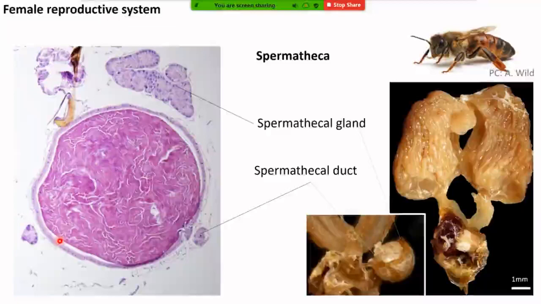And this is a Spermatheca from a mated queen. You can see how tightly clustered the spermatozoa are within the Spermatheca. It's also equipped with a spermathecal gland that provides the sperm with nutrients and some other useful materials during the life of a bee. And here in section, we can already see the spermathecal duct through which the sperm will travel into the median oviduct.